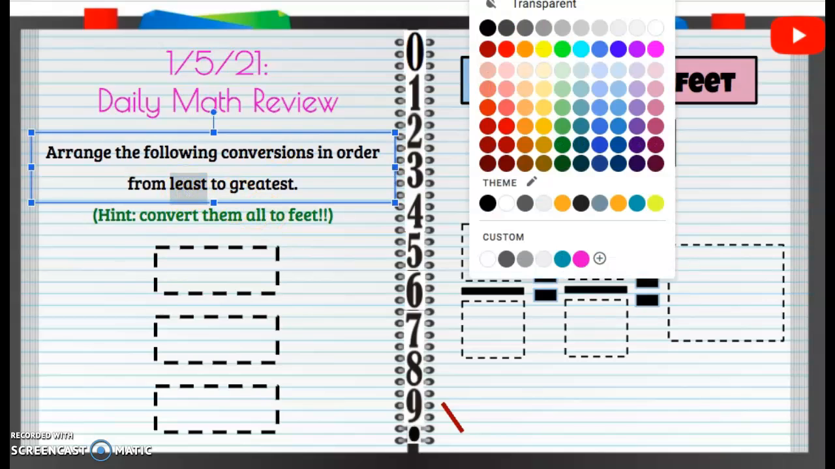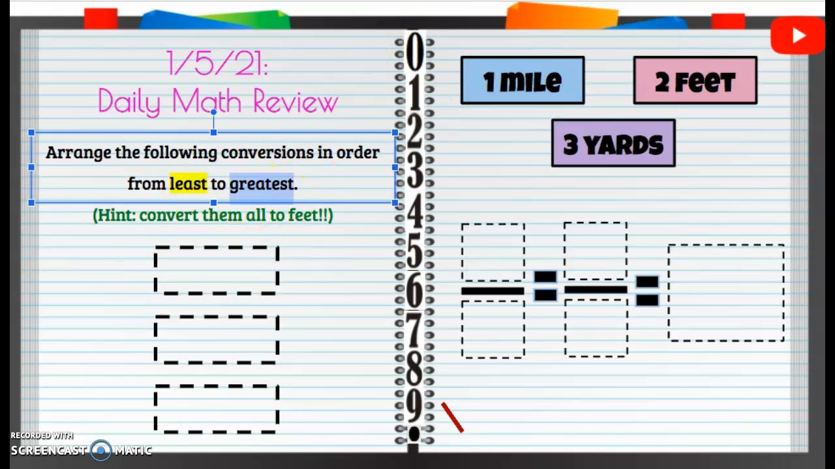So we need to convert them in order from least to greatest. Least means smallest, greatest means biggest. So we have a mile, 3 yards, and 2 feet. We know that a foot is a ruler length, right? So if we have 2 feet, does that compare to 1 mile? No. And then remember those 3 yards. 3 yards are 3 of those bigger ruler lengths.